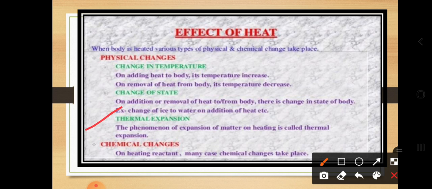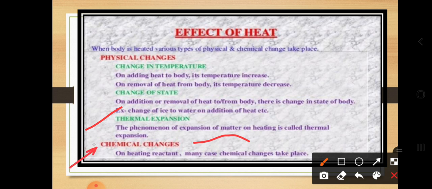Next is thermal expansion. What do you mean by thermal expansion here? The phenomenon of expansion of matter on heating is called thermal expansion. The phenomenon of expansion means that by applying a high amount of thermal energy, or you can say heat, the matter can be expanded. Okay. So, this is thermal expansion.